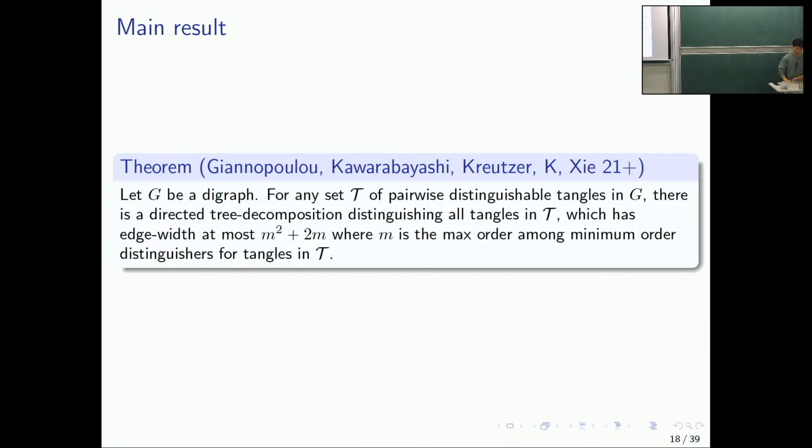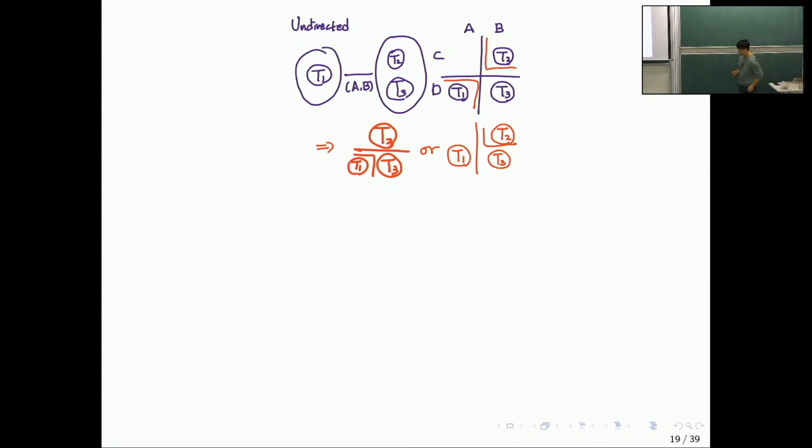Yeah. Maybe this picture may help to understand. So in the undirected case, what you can do is that you have a tree decomposition distinguishing T1 and the two tangles T2, T3. And then you know that there is some separation distinguishing T2, T3. So this separation is (A, B), and the separation separating T2 and T3 is this. So you want to further decompose this into (A, B, C) at T1, T2, T3. Then because any four corners give a separation, T1 lies on either C or D. So we can assume that T1 is in D.